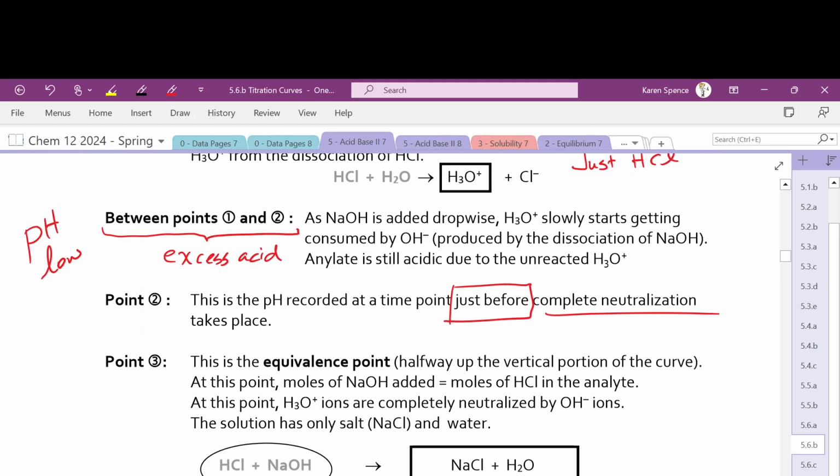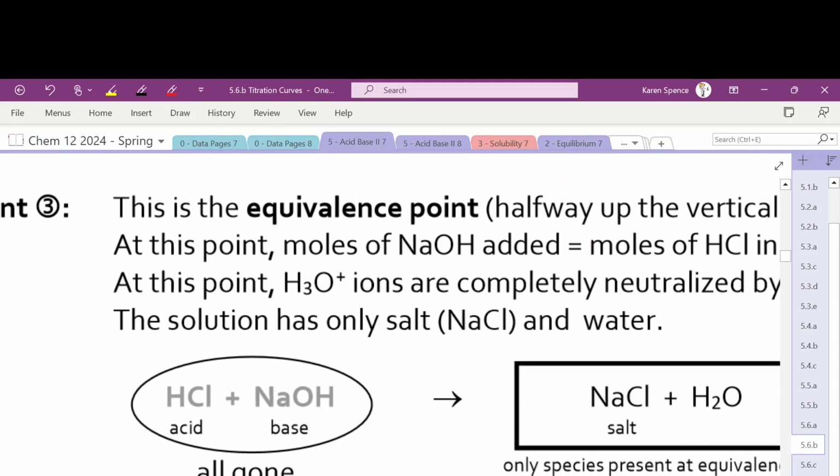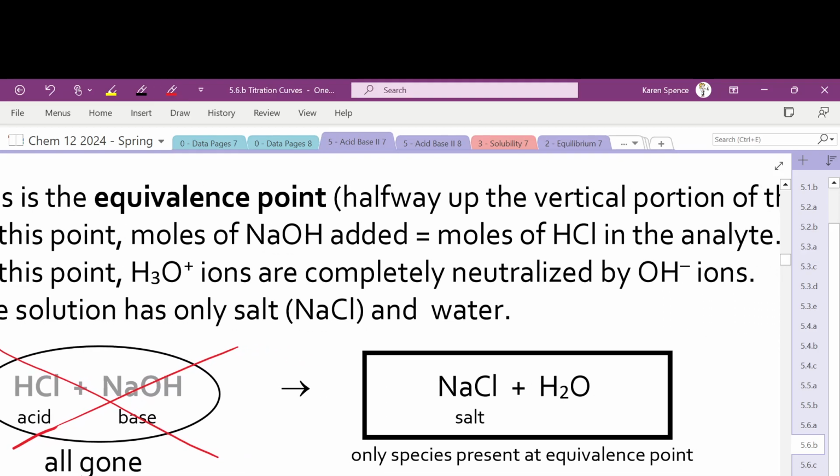So at the equivalence point, the acid and the base have completely reacted with each other and they are all gone. What do we have left? We have a salt and water. Now, I would like you to tell me about this salt, which is made up of Na+ and Cl-. What is the pH of that salt?